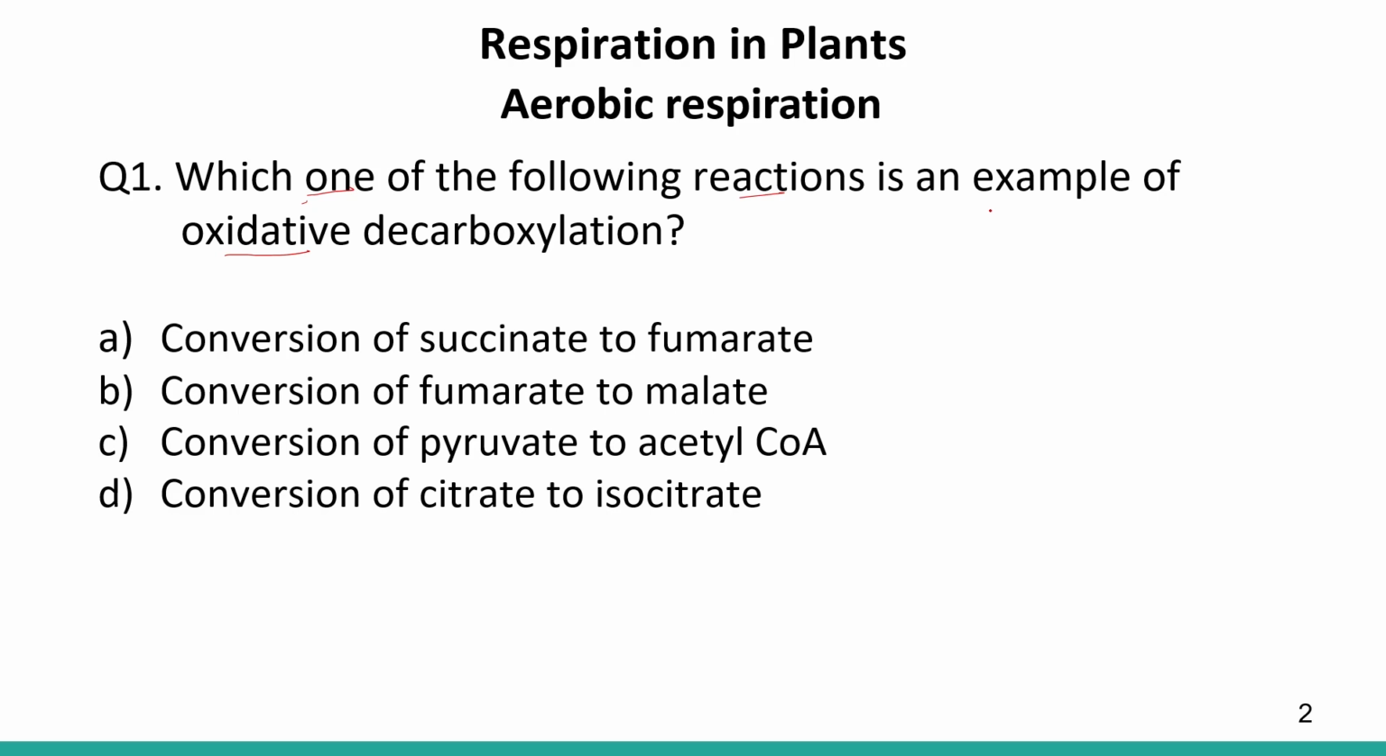So what is oxidative decarboxylation? Pyruvate, which is produced at the end of glycolysis, is converted into acetyl coenzyme A. Carbon dioxide is released because pyruvate is a 3-carbon compound and acetyl coenzyme A is a 2-carbon compound. And NAD is getting converted into NADH.